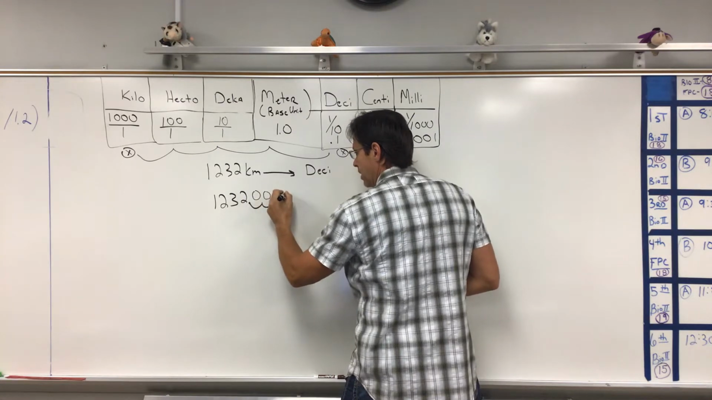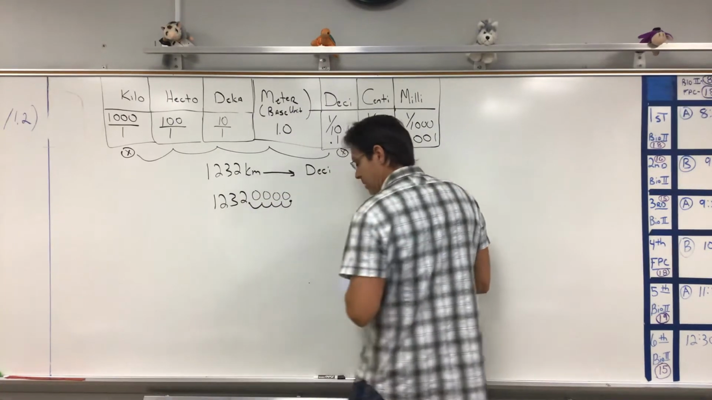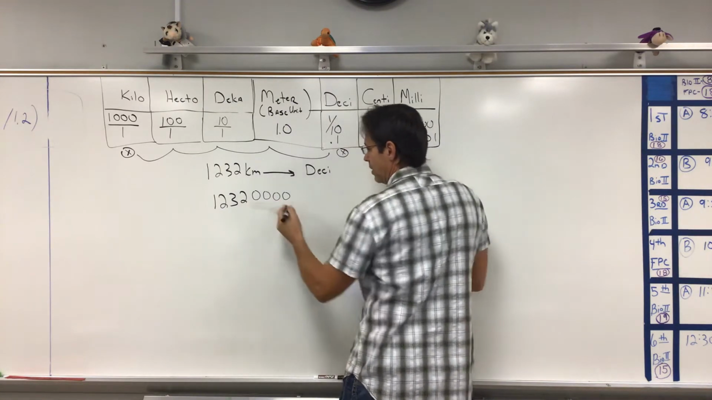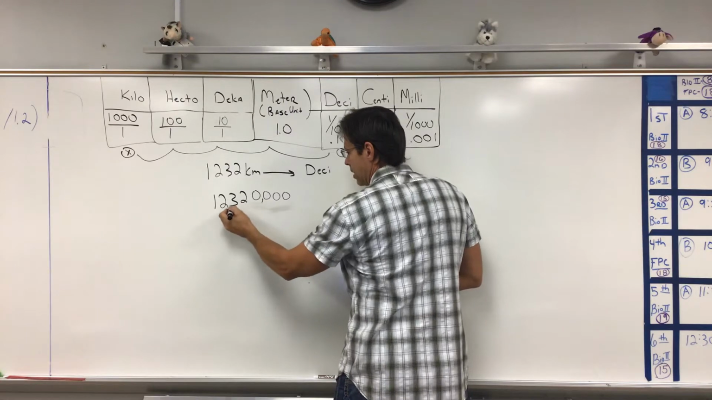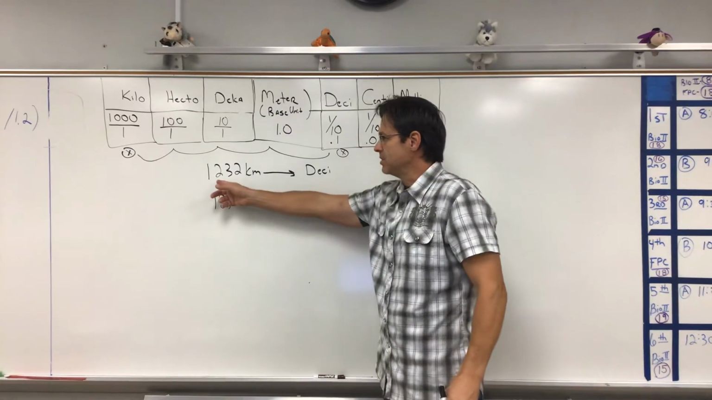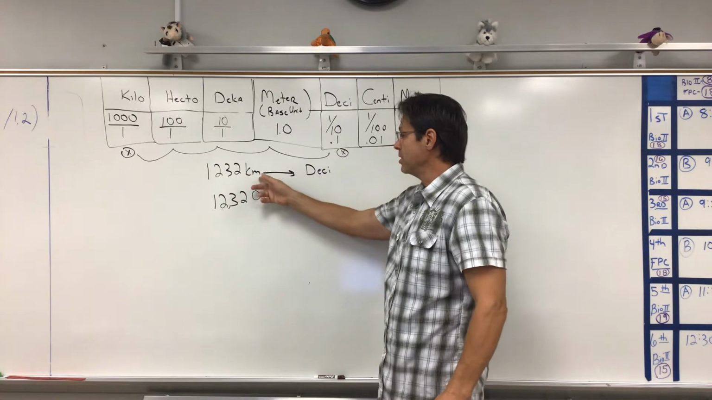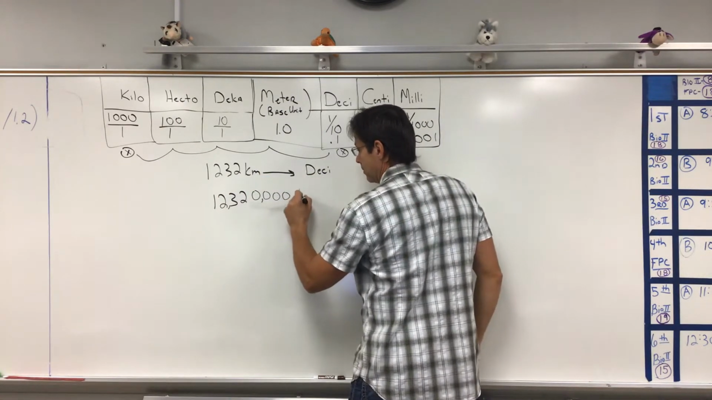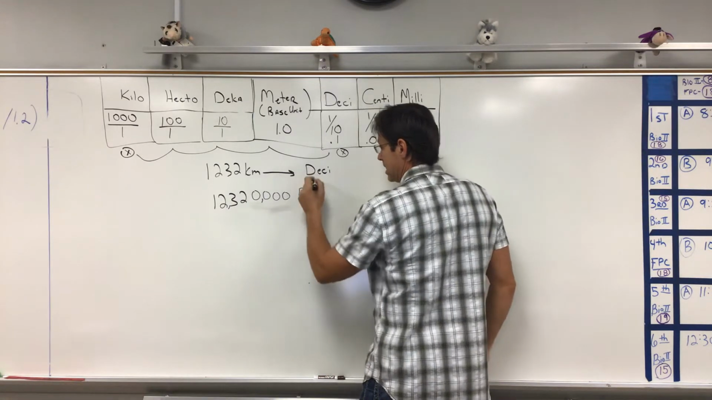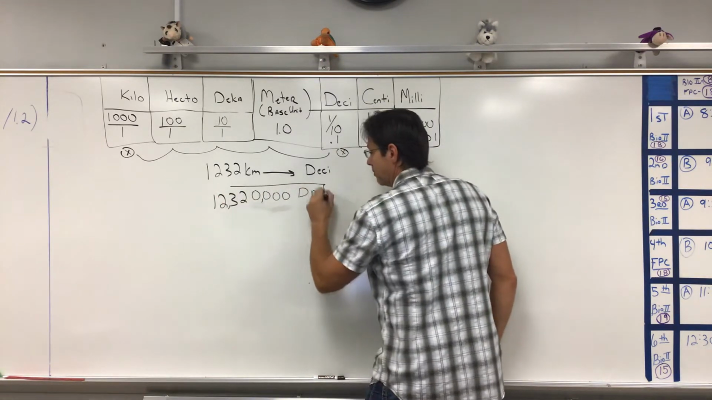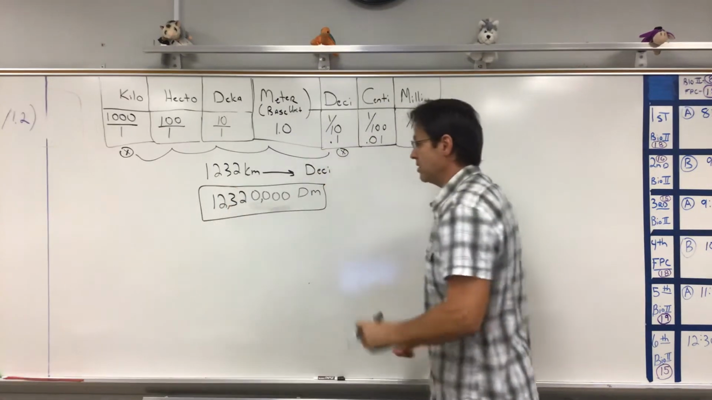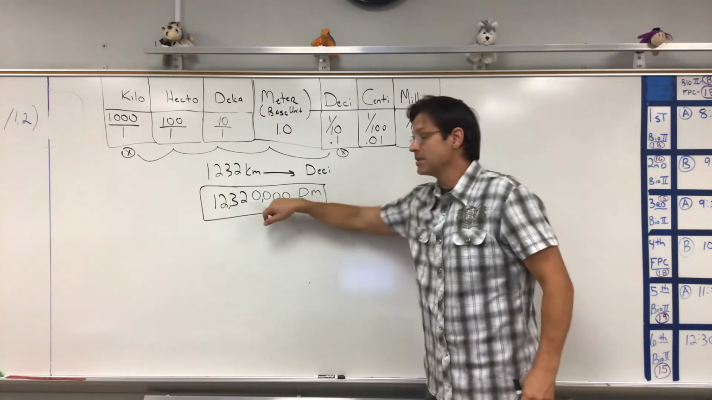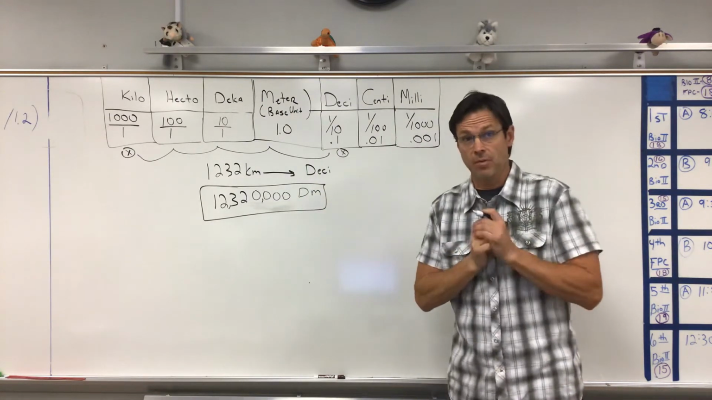2, 3, 4. So now that number converts to, and I can take this off, all right? 1, 2, 3, comma, 1, 2, 3, comma. Now, what this is saying is 1,232 kilometers converted to decimeters is equivalent to, dm is decimeters, the unit for that, you now have 12,320,000 decimeters. That's a massive number. Just because the number is bigger doesn't make the problem harder, okay?